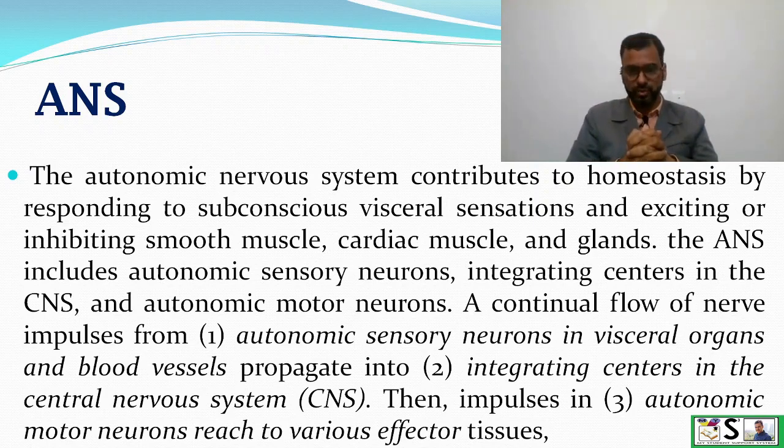A continual flow of nerve impulses goes from autonomic sensory neurons to the integrating center, especially in the medulla oblongata, and then to the autonomic motor neuron. From autonomic motor neuron, the impulse reaches the various effector organs or tissues.